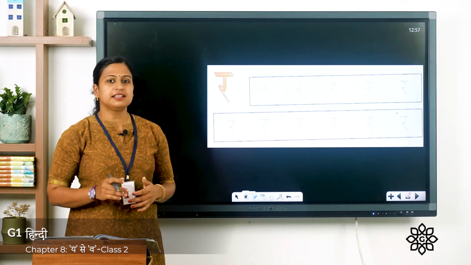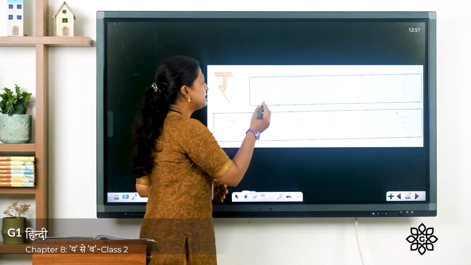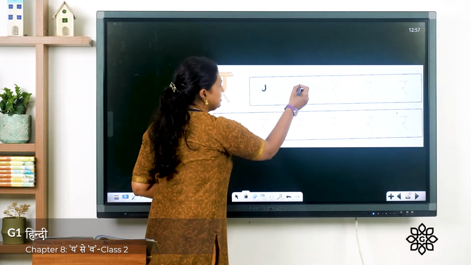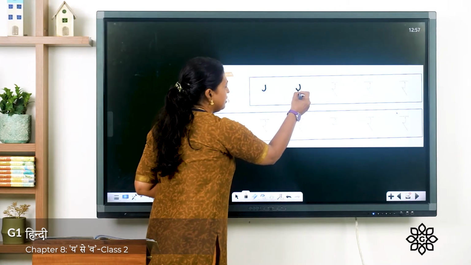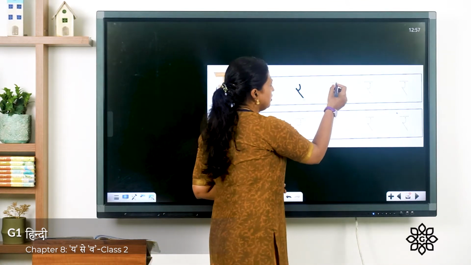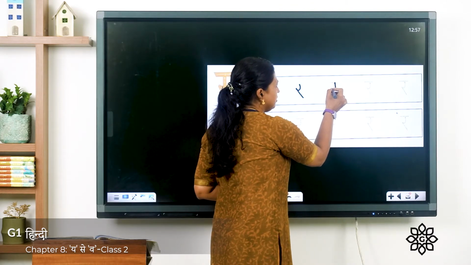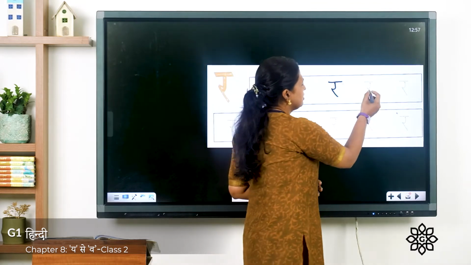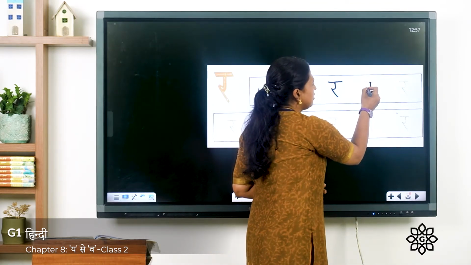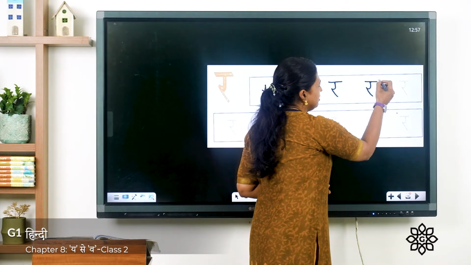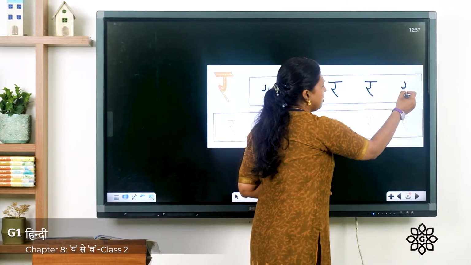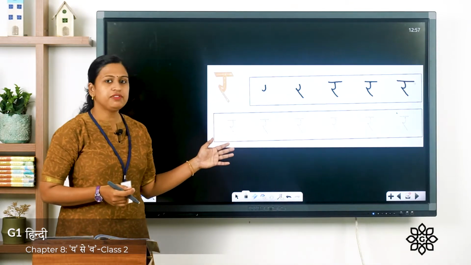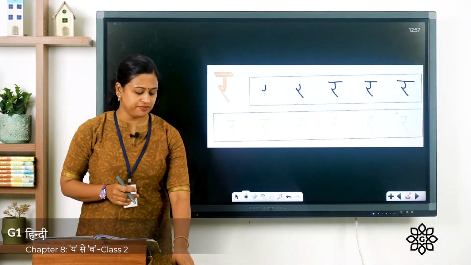Next Vyanjan letter is Ra. So you have to write along with me. First a small J. Next step, a J and then you have to come down. The third one, you have to come down and on the top, sleeping line. So this way you have to write Ra Vyanjan letter. A small J, you have to come down and on the top, sleeping line. So rest of them you can do it by yourself.